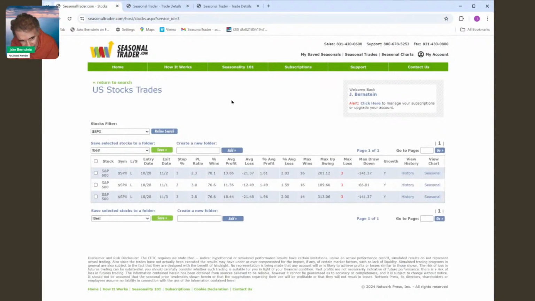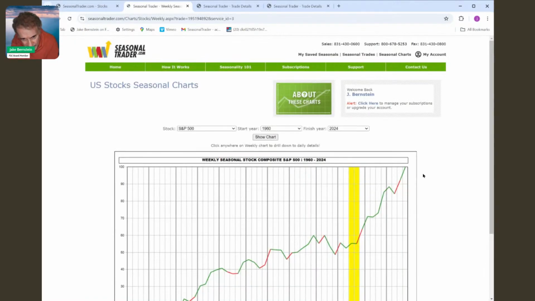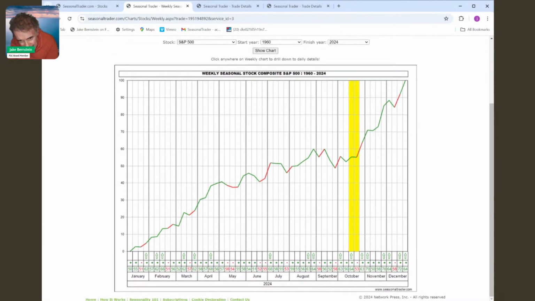What does this look like on a seasonal chart? Let's take a look. Here we go. This is that tiny sliver of the trade that's taking. This tiny little sliver right over here. Does that mean anything to you? I want you to think about it.